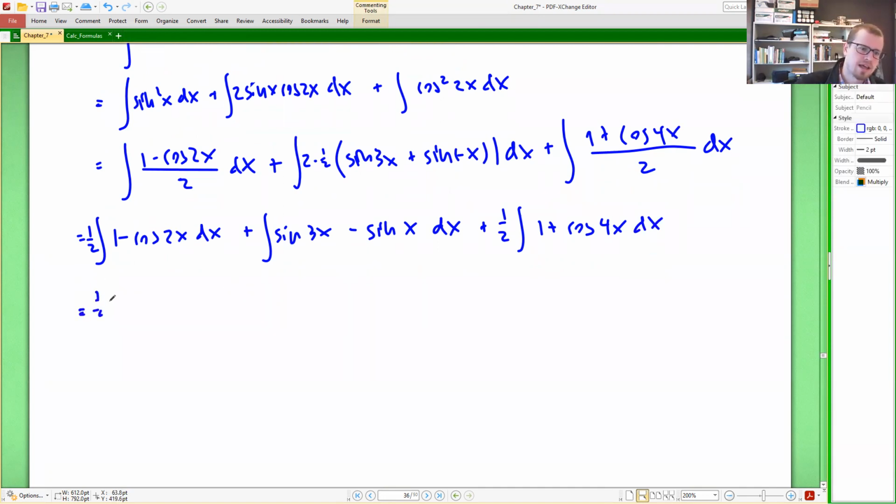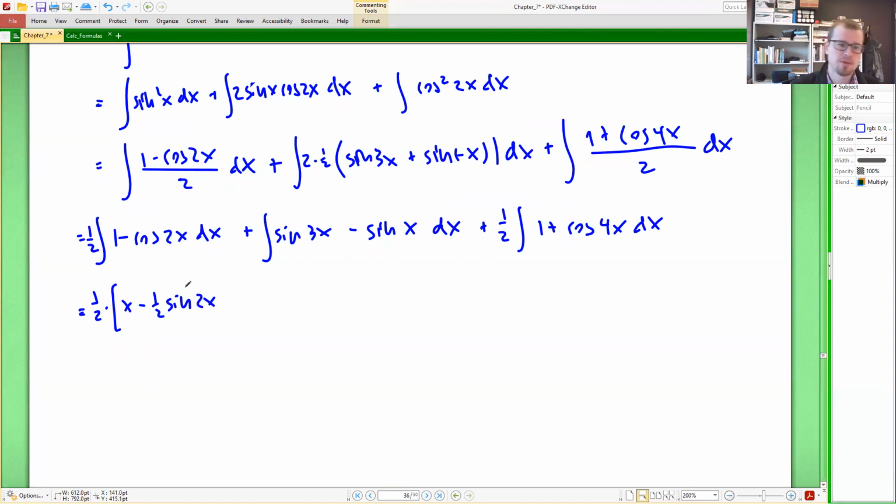So this is 1/2 times the integral of 1, which is just x. The integral of negative cosine is negative sine, and the 2 we're going to end up having to cancel with the 1/2. So the integral of cosine is sine, the inside stays the same, and we need the 1/2 to cancel out.